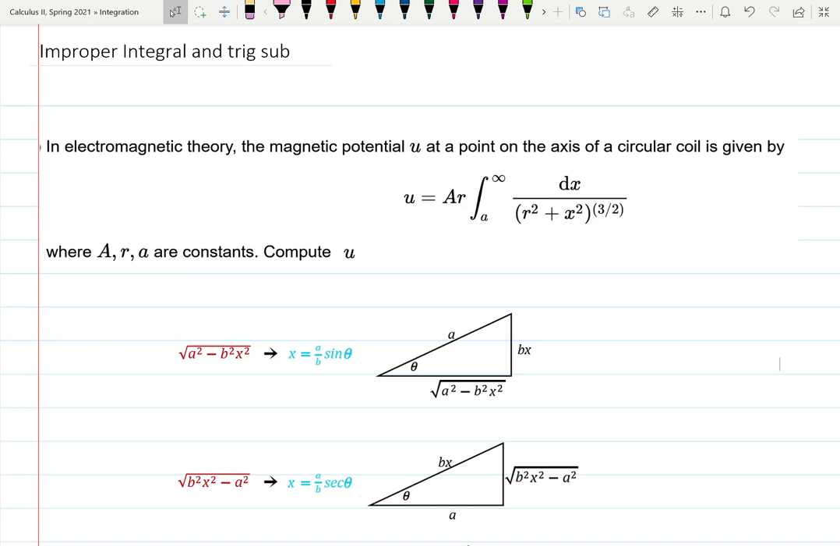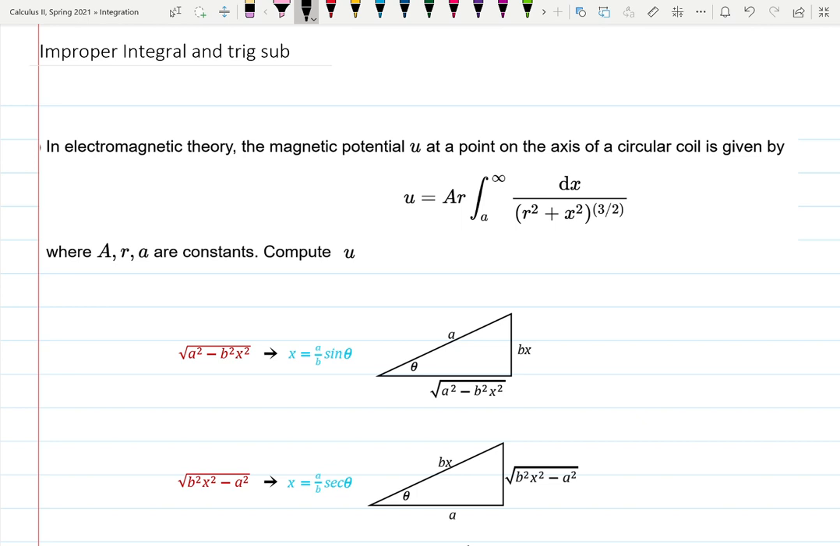This will be a surprisingly weird example with improper integrals, but also practicing again trig substitution. So we are asked to talk about physics. In electromagnetic theory, the magnetic potential U at a point on the axis of a circular coil is given by the equation U is A times R, which are constants, an integral from A to infinity, A is a constant as well, dx all over R squared plus x squared raised to the 3/2.